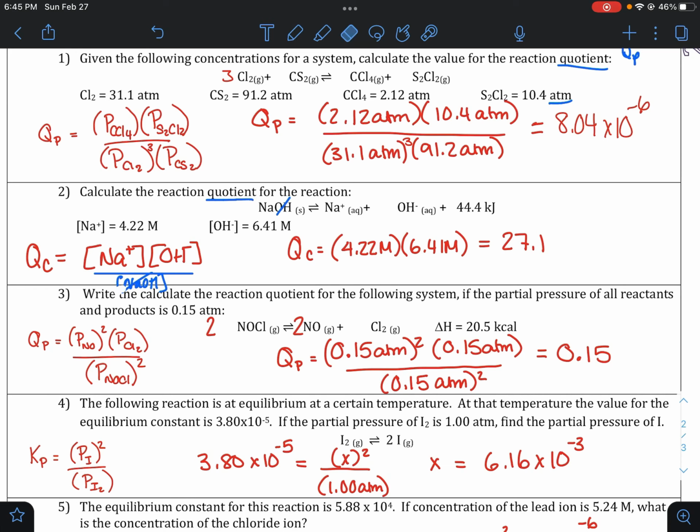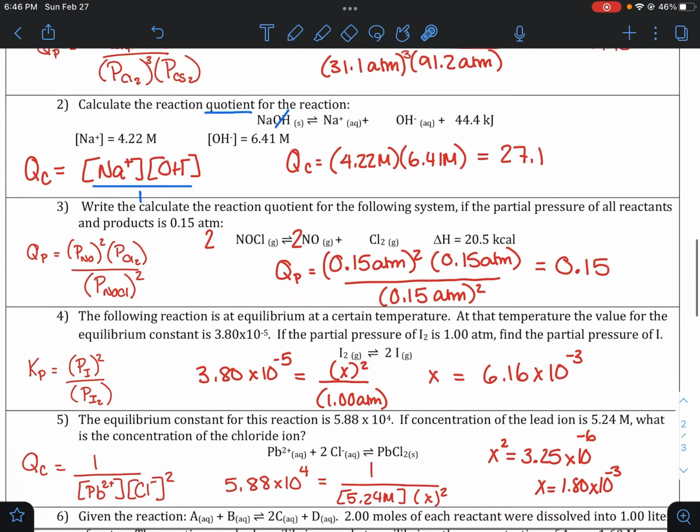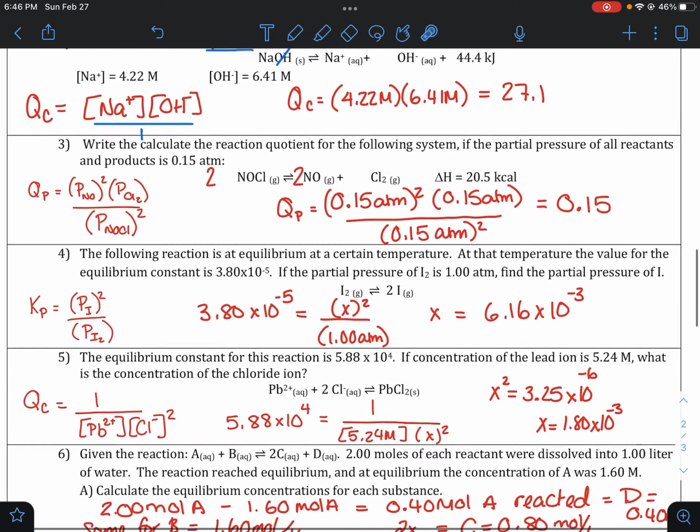Right, so this is the concentrations over 1, which again, we usually just don't write. Okay, so then we plug the values that we have in, and our Q value is 27.1. Again, 3 sig figs. Number 3, write the calculations for the reaction quotient for the following system.